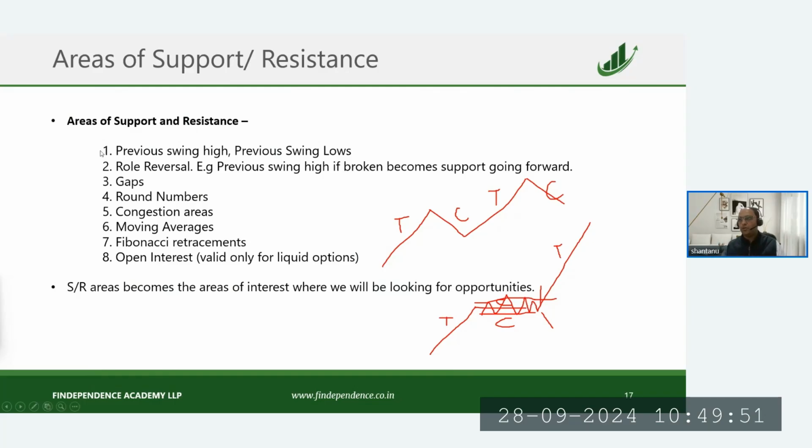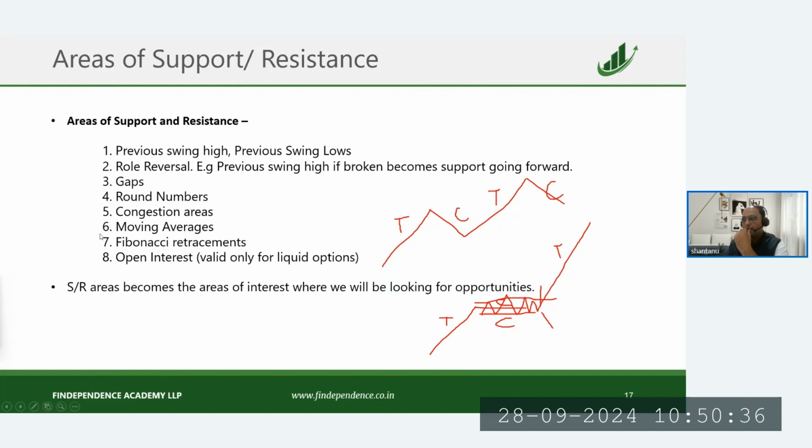I usually use the first, second, and the fifth one. For my analysis that I do for price action, I use previous swing high low, and then I use role reversals, and then I use congestion areas. Just 3 I mark as probable support areas or probable resistance areas. Okay, don't go on marking all 8 of them on your charts. Your chart will start looking clumsy and you won't be able to clearly analyze anything. Just select any 2 or 3 and then use it for your analysis.